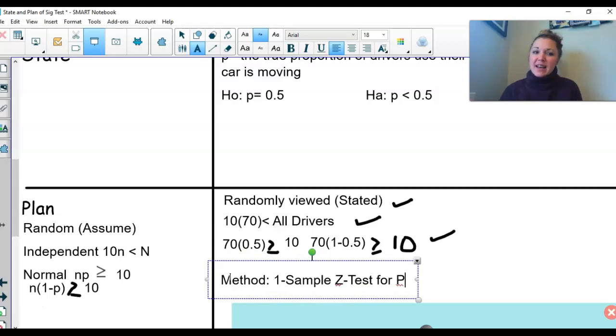And that's all you're doing today, guys. You're reading the problems, you're going through the state, you're going through the plan. Hopefully it's not too bad. You have only 3 new pieces, that random, independent, normal, and then seeing what the method is.